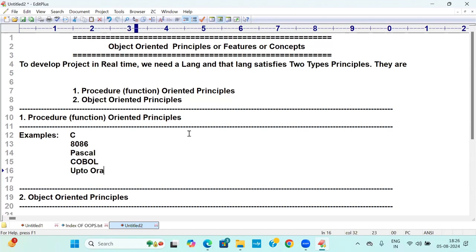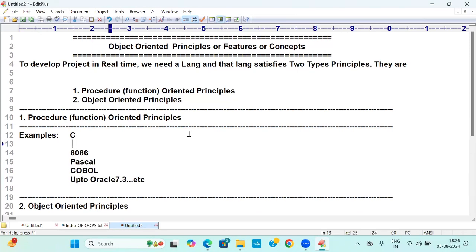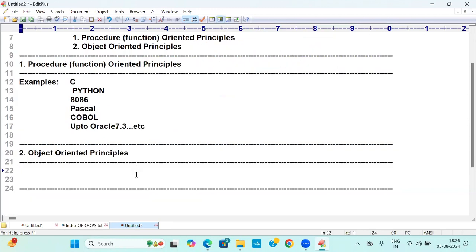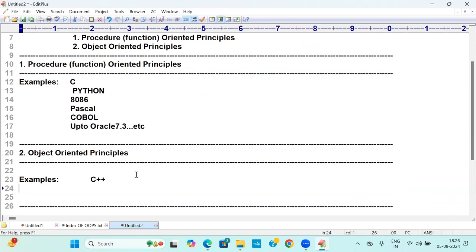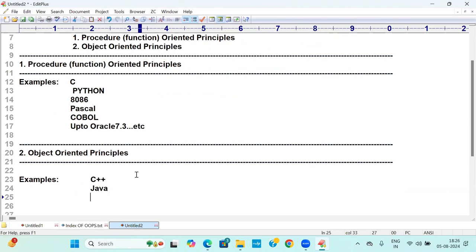up to Oracle 7.3, etc. And here after C, I am writing Python also. Python also belongs to functional-oriented programming languages. When we come to object-oriented principles, examples: I am writing C++, next Java, next C#.NET, and Python even.